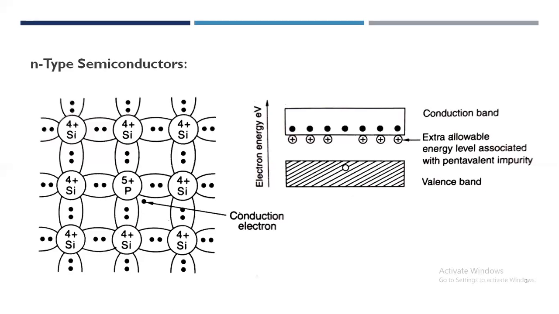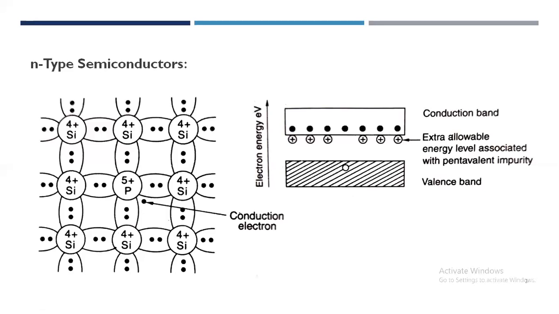Obviously, to create a covalent bond, or make the pair of electrons, requires a considerable amount of energy. However, no such binding force holds the fifth valence electron. That's why it remains separate, or you can say a free conduction electron.